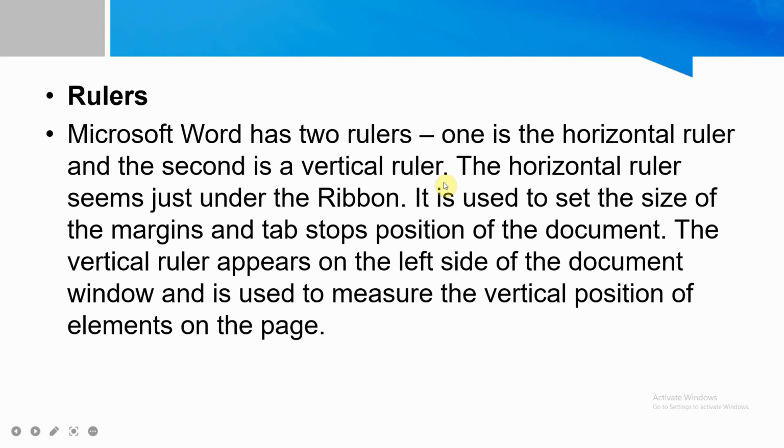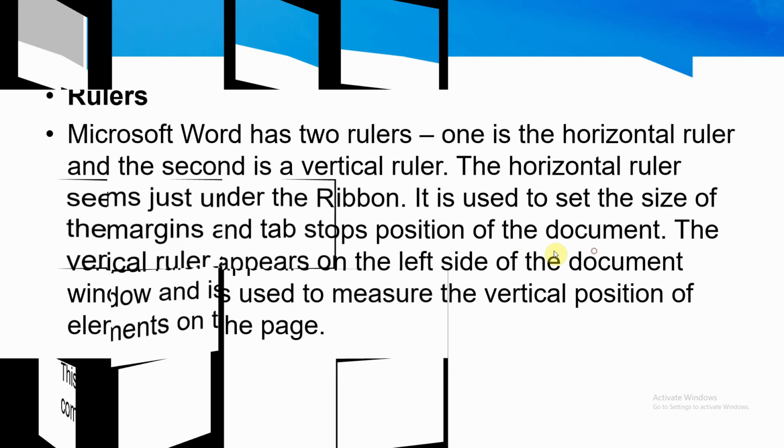Now for the ruler, we have the horizontal ruler and the vertical ruler. The horizontal ruler is just under the ribbon, whereas the vertical one is usually on the left side of our window. This is used to set the size of the margins. You can see there the tab stops for the position in the document, and the vertical ruler appears on the left side and is used to measure the vertical position of elements.